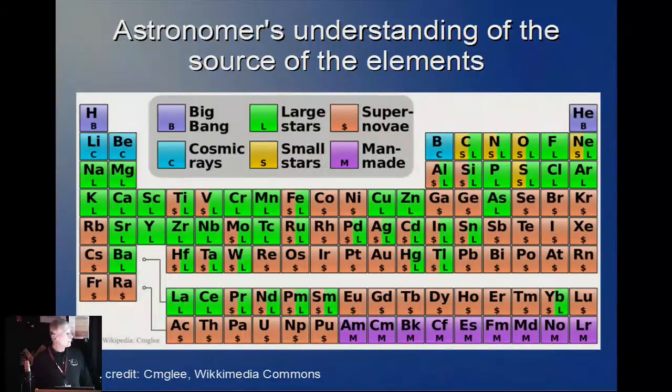So this is the periodic table again, but this one's color-coded for where they think each one of these elements came from. So just at the Big Bang was hydrogen and helium. Most of these elements are formed from large stars in supernova. And then this last group down here, these are all laboratory-made elements. They don't exist in nature.